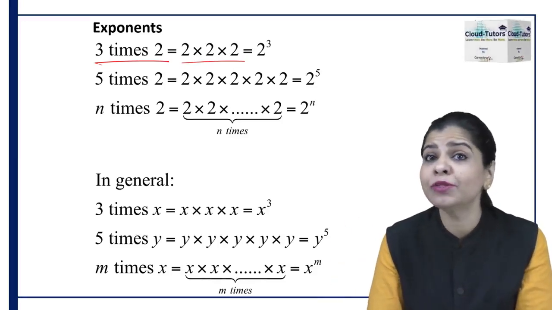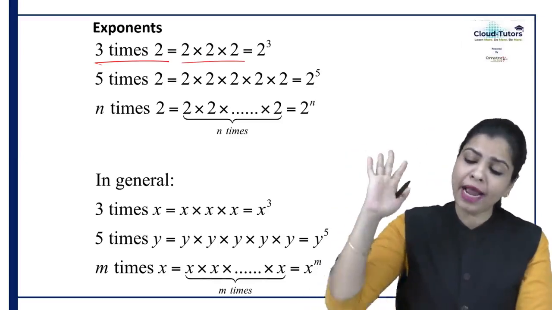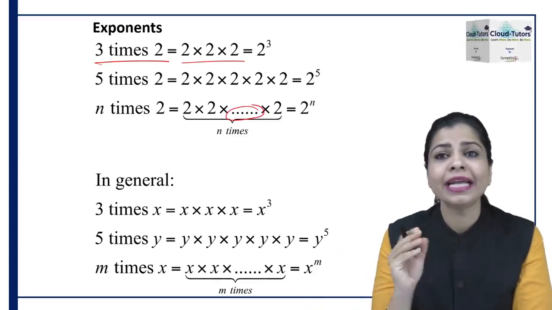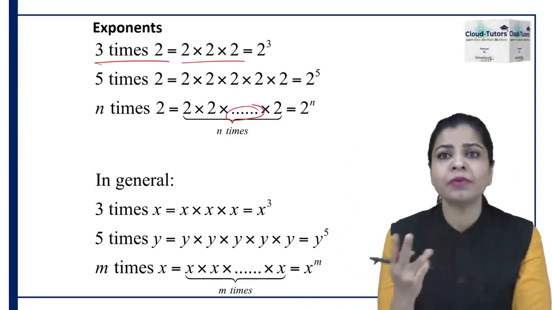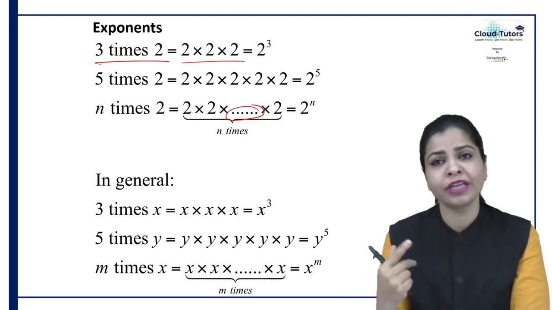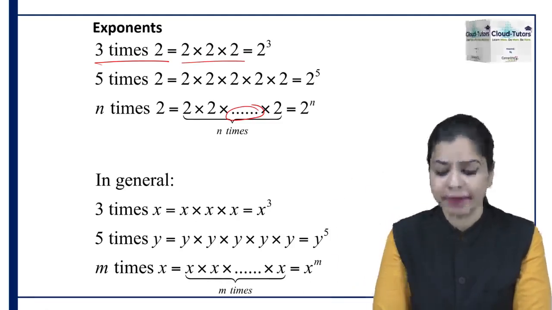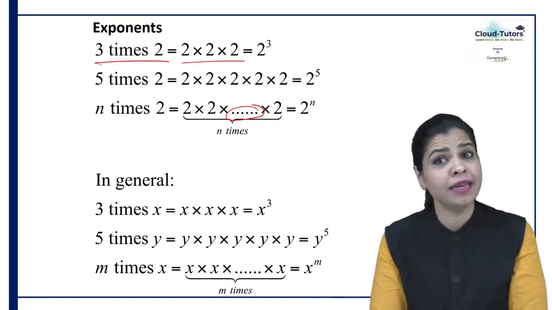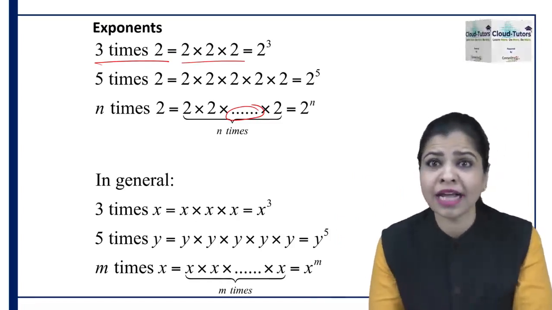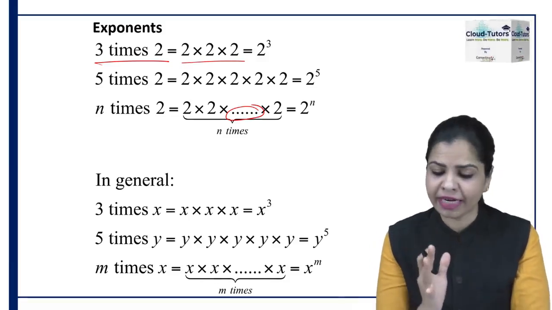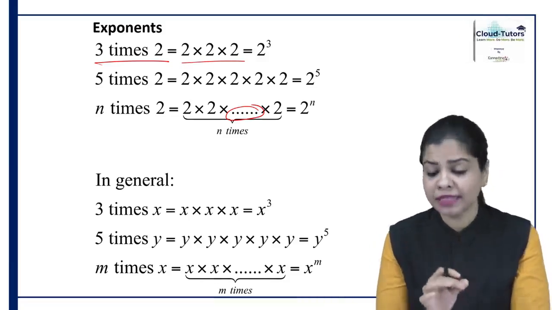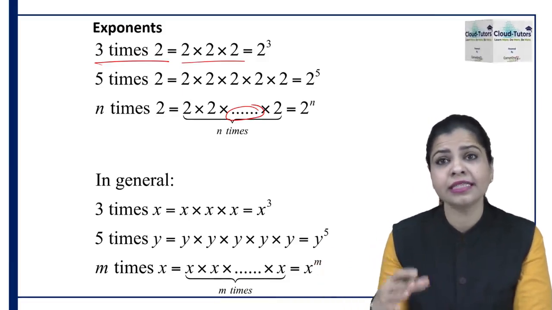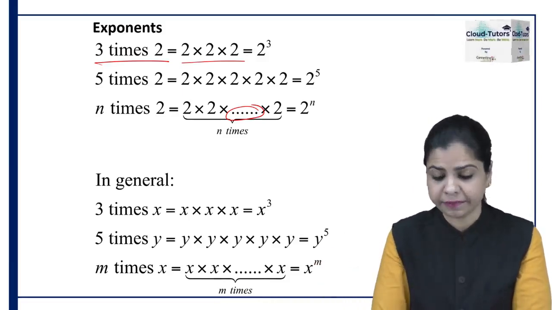So you write it this way. So n times 2 would be 2 into 2 into 2 into, and you can go on and indicate in between by 3 dots to give you 2 to the power of n. So in general, I can write this. So this was in numbers. Can I do this in algebra as well? Yes, definitely. 3 times x means x into x into x. That is x to the power of 3.